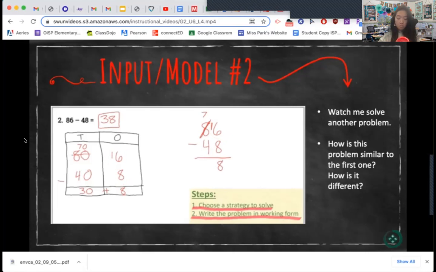Then we subtract our tens. We have 7 tens minus 4 tens, which is equal to 3 tens. So we confirmed then that the difference is 38, just like we found with our place value strategy.